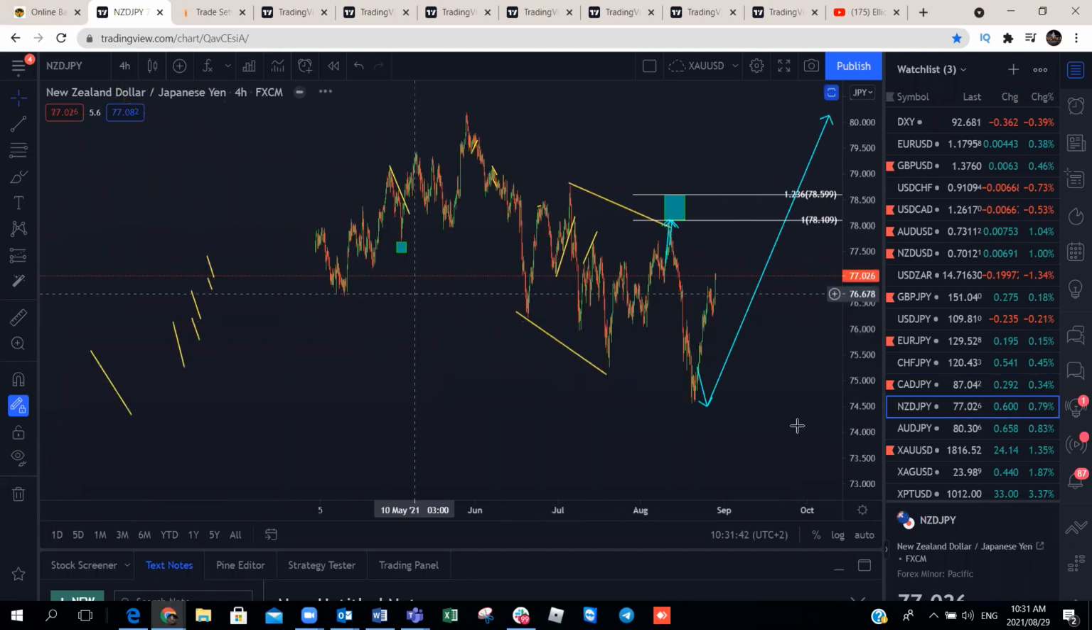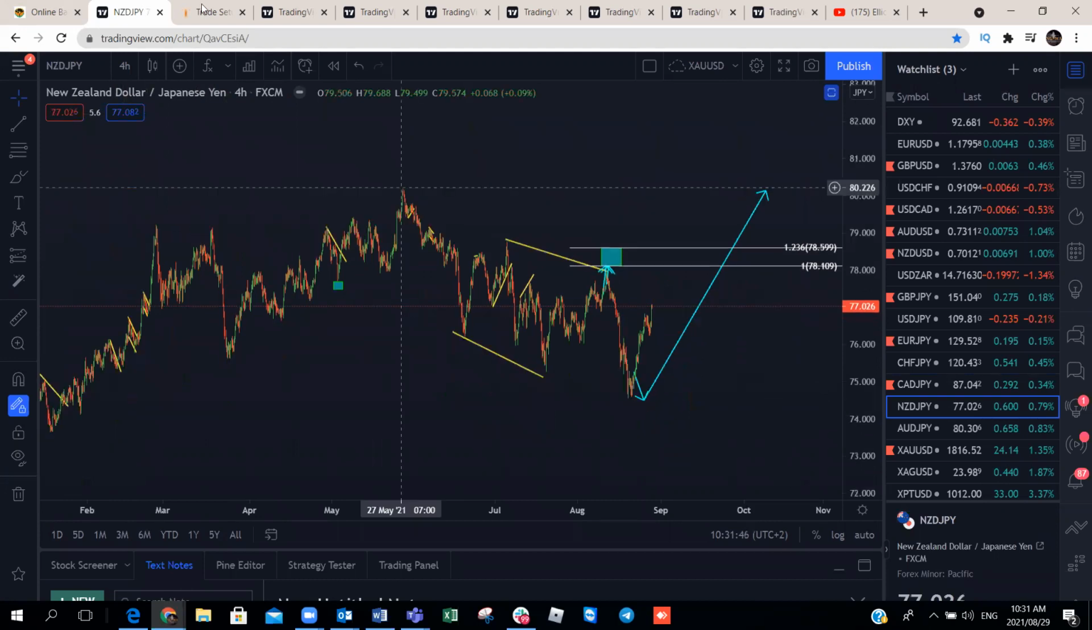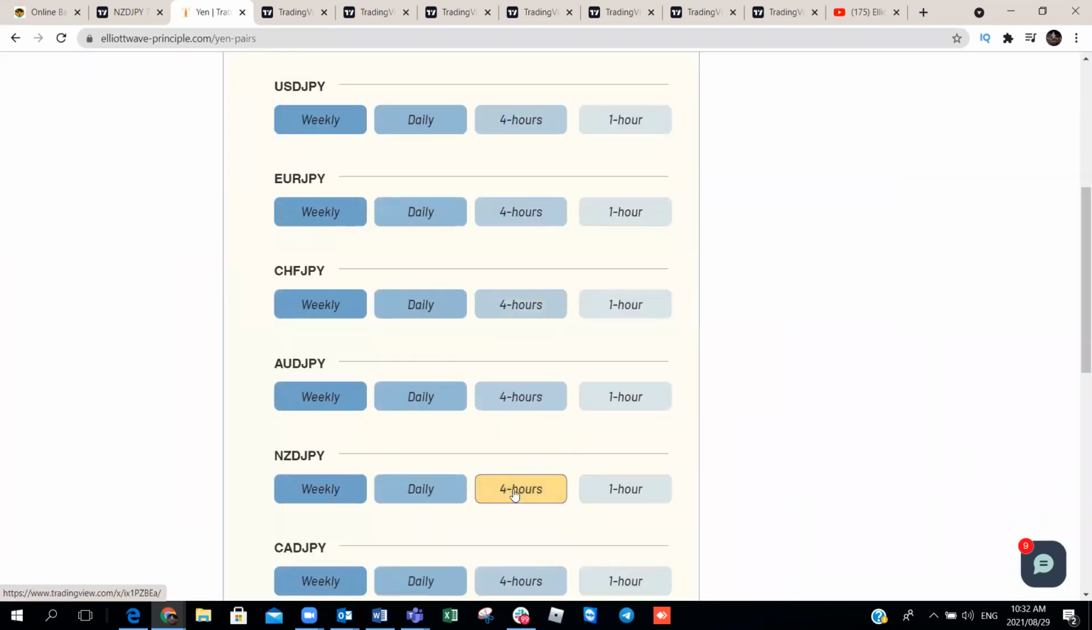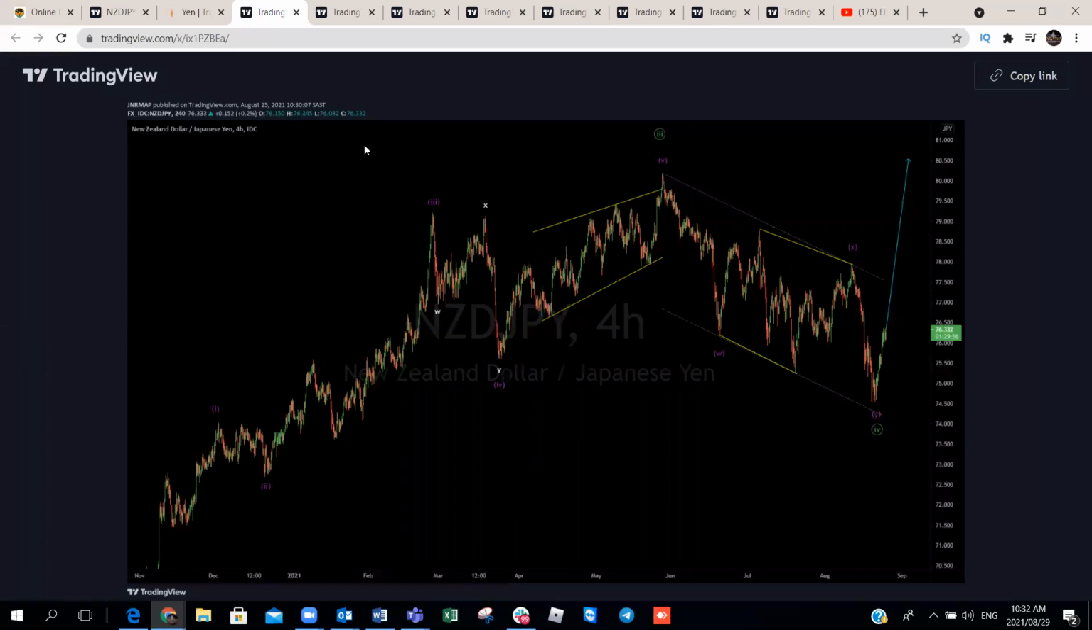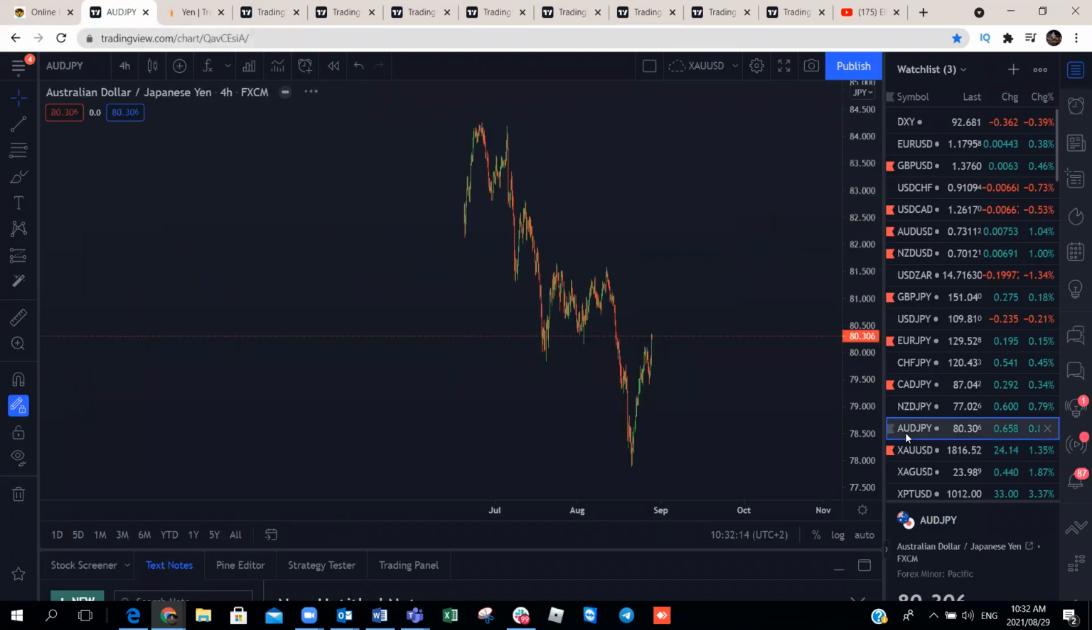Similarly, we are seeing New Zealand Yen. So let's just have a look here at New Zealand Yen and the structure on New Zealand Yen, just to give you a clearer perspective. So New Zealand Yen, this whole structure here, we're looking at as a complex X correction. That is a move to the downside in W, move to the upside here in X, and a move to the downside here in Y. We're currently here, look for pullbacks and continuation to the upside. That is New Zealand Yen.